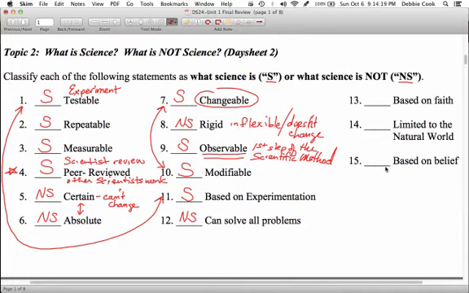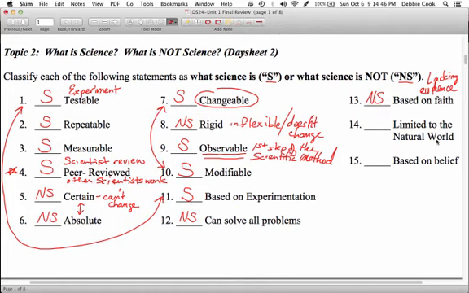For number 13, science is or science is not based on faith. Well, this goes back to number 12. Faith means lacking evidence. It means to believe in something when you don't have evidence to support it. So obviously, this is going to be outside the realm of science because as scientists, we know that we have to use things that are observable using our 5 senses. So this is going to be an NS.